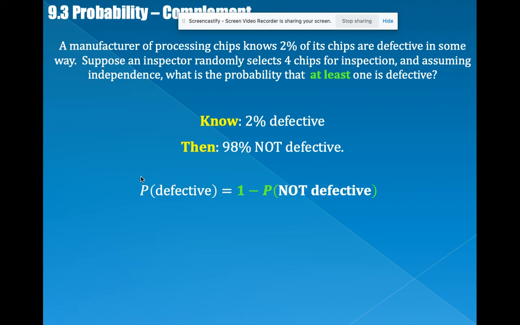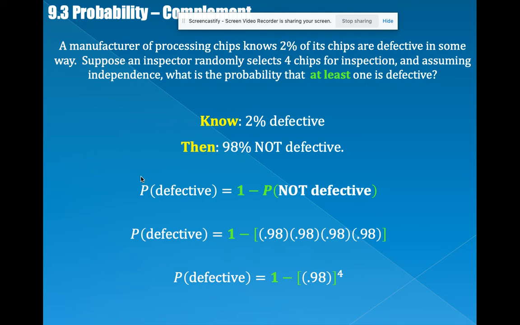So what's the probability of not being defective? They gave that to me. I don't have to do my combinations. I already know the result of that. That's 98% or 0.98. And I'm doing that 4 times. Since they're independent events, the probability of all of those together would just be multiplying. So the probability of defective is 1 minus 0.98, to the 4th power.